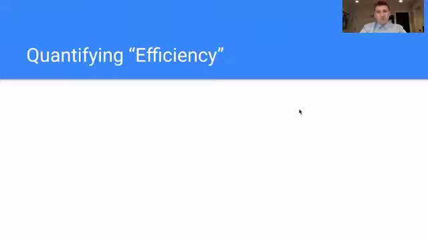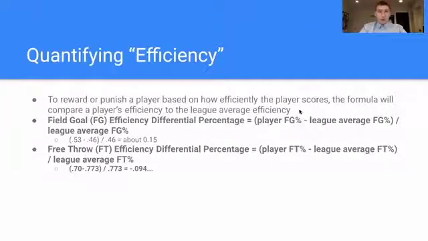Quantifying efficiency. Based on the previous example, quantifying efficiency is a way to reward or punish a player based on how efficiently the player scores. The formula used will compare a player's efficiency to the league average efficiency. So there are two formulas, one for field goals and one for free throws. The field goal efficiency differential is equal to a player's field goal percentage subtracted by the league average field goal percentage, divided by the league average field goal percentage.